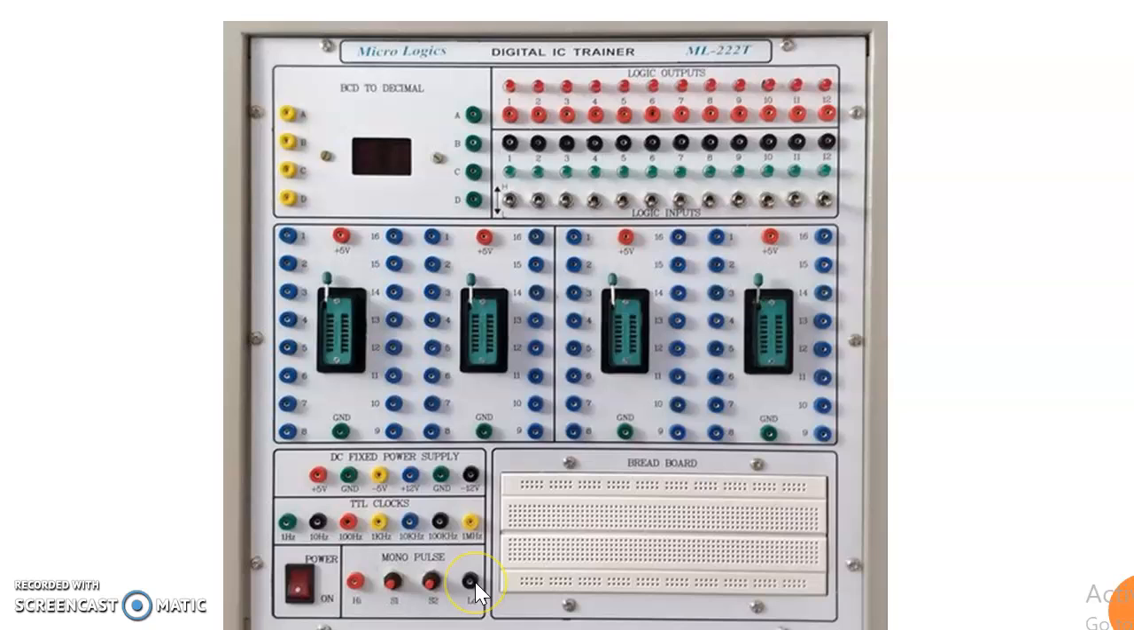Monopulse is a digital input where you are giving waves as input in the form of pulses. Here you can see there are switches which you can press and give input to an IC.